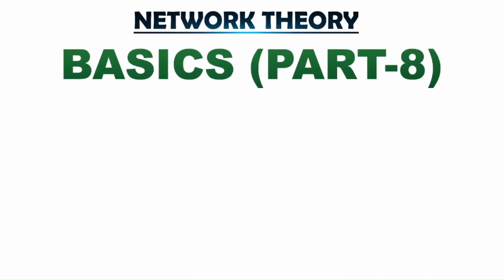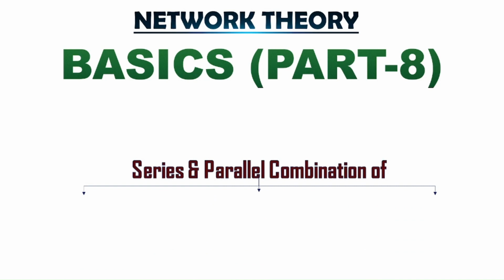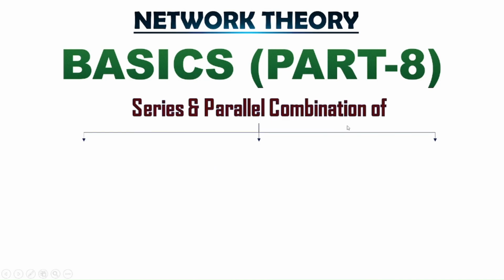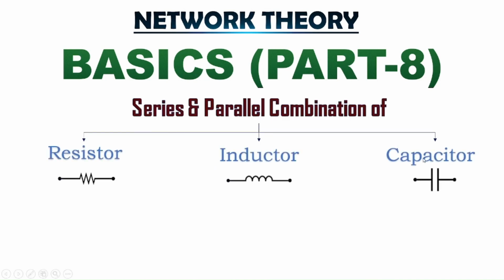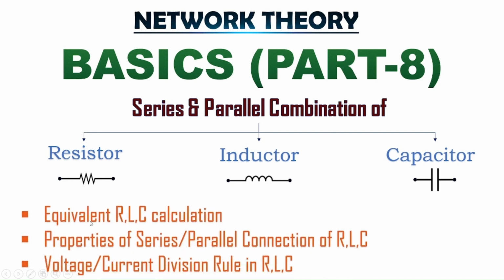So today we will discuss part 8 of Basics of Network Theory, and from today onwards I will start the topic series and parallel combination of resistor, inductor and capacitor. Here we will discuss how we can calculate the equivalent resistance, inductance and capacitance in a given circuit. Also, we will discuss the properties of RLC when they're connected in either series or in parallel. And then we'll also discuss the voltage and current division rule in all these three elements.